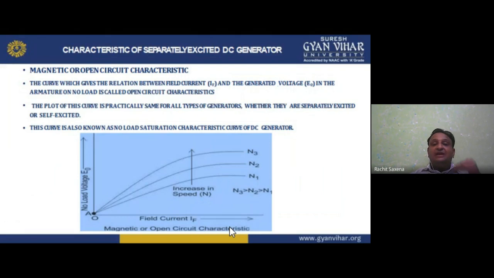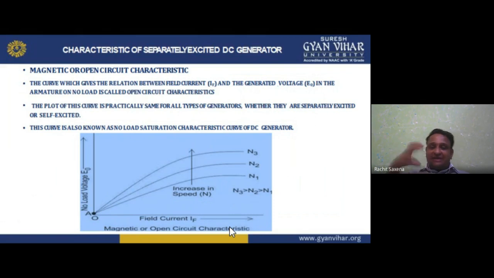Characteristics of separately excited DC generator. First is the no load characteristic, we can say open circuit characteristic or magnetic characteristic, known as the curve which gives the relation between field current, that is If, and the generated voltage, that is E0, at the armature terminal on no load, called open circuit characteristic.